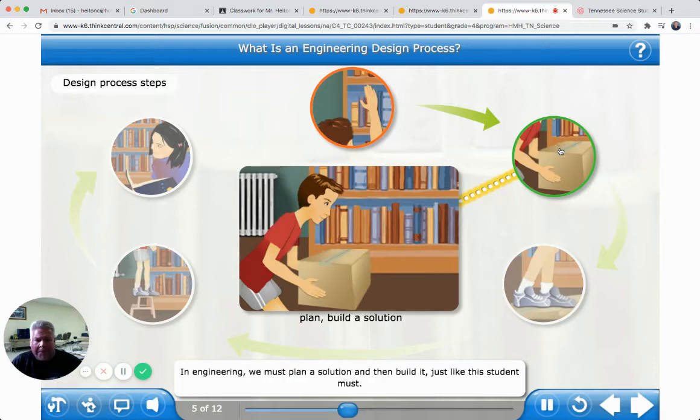The second step in the design process is to plan and build. In engineering, we must plan a solution and then build it, just like this student must. The solution may be a product or a process to follow.